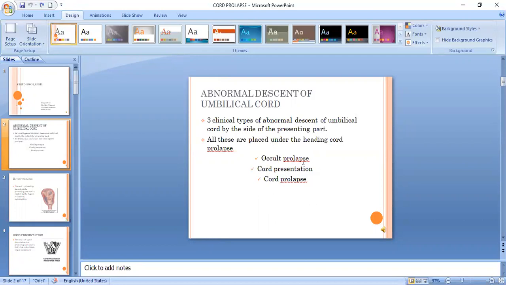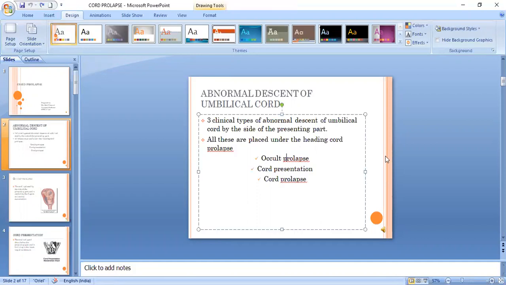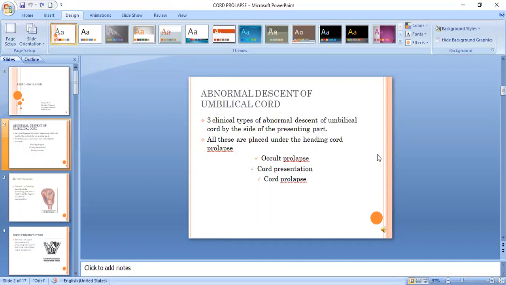The umbilical cord descending abnormally by the side of the presenting part is known as cord prolapse. Next, we will see each of them in detail.